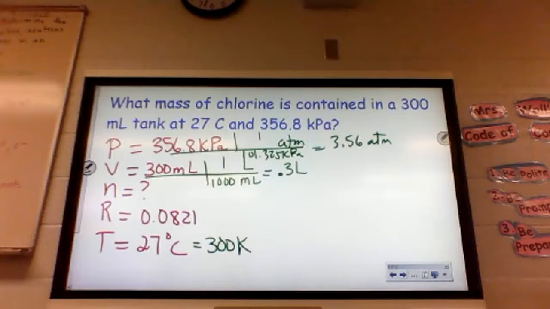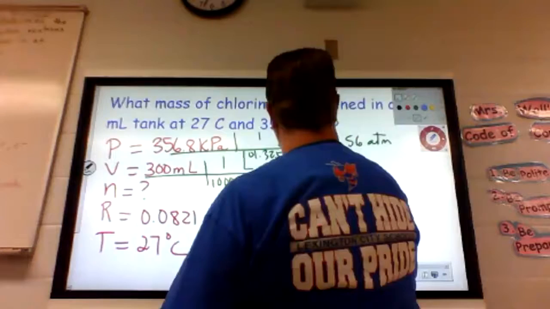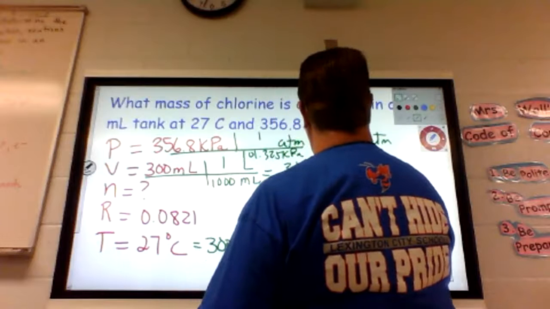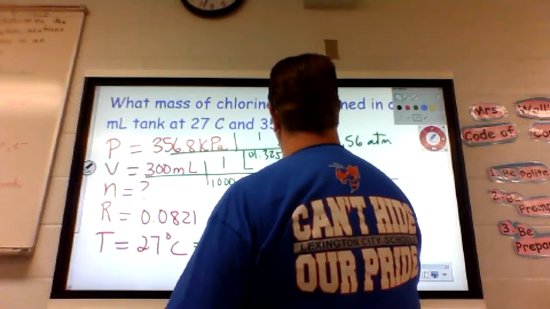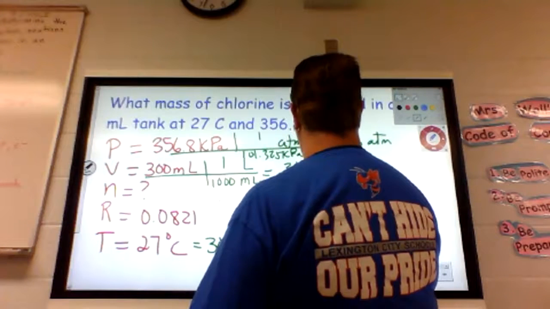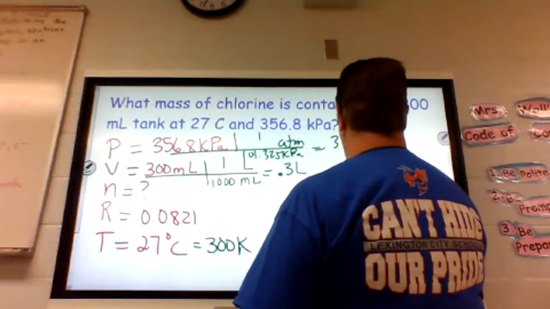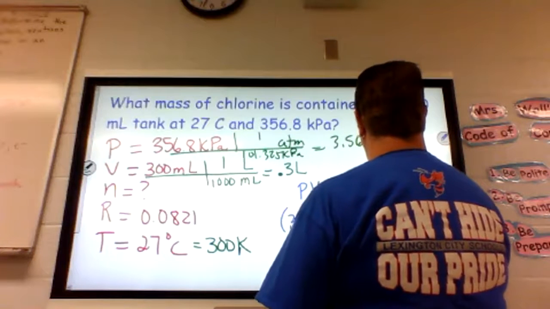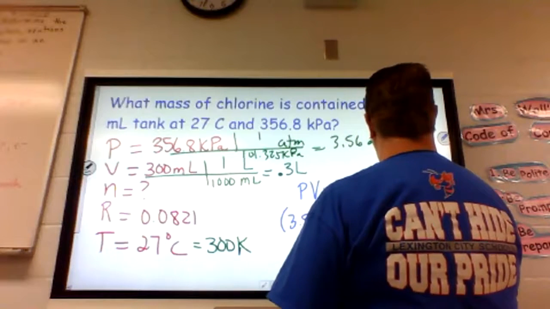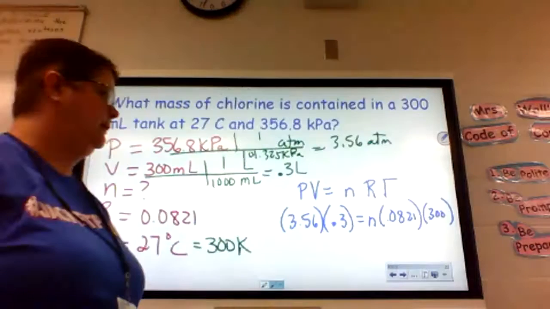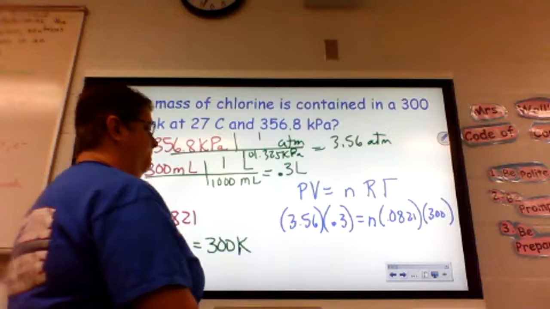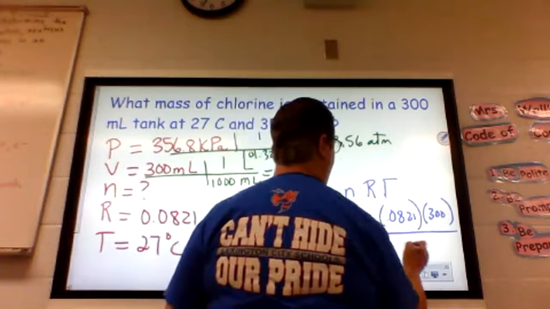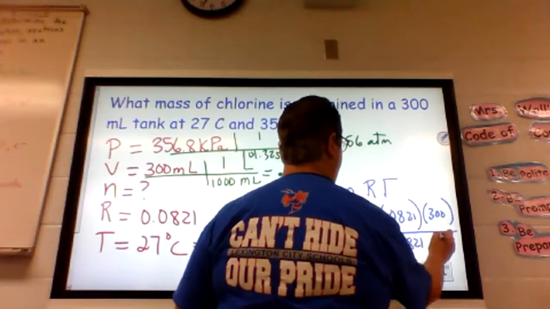Are we okay with the unit converting? Chug and plug. So PV equals nRT. Pressure is 3.56. Volume is 0.3. All right, so how do we get n? What do I divide by? By R, and I'd multiply 0.0821 first.